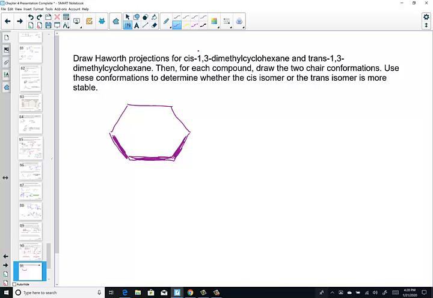At position 1 and 3, we have methyl groups. Okay, so 1 and 3. Should we call this carbon 1? Doesn't matter, I have to pick a spot. 1, 2, 3.